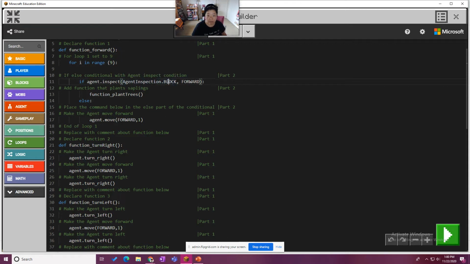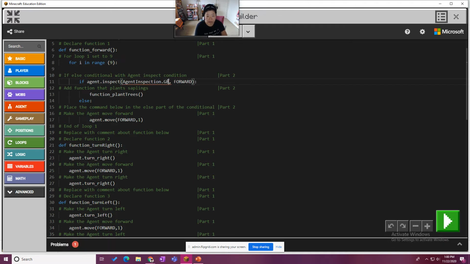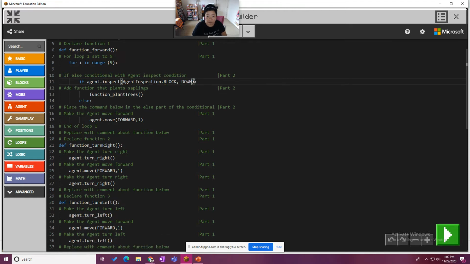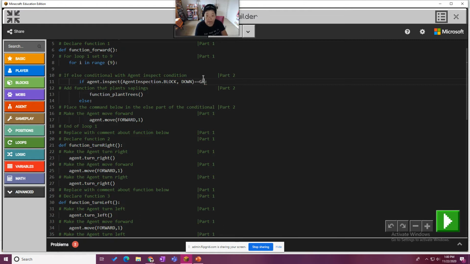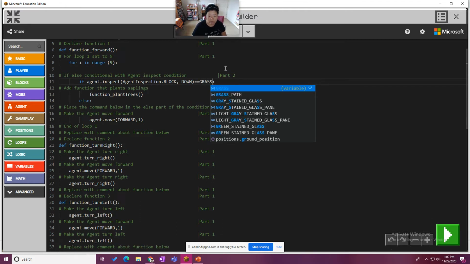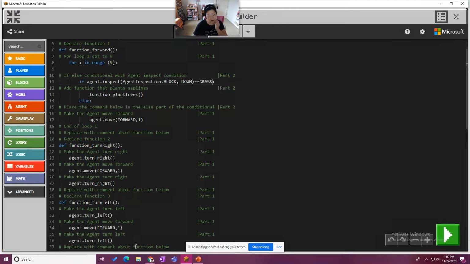Now, can I say block? This is what I want to say. Grass, all caps, grass down. Okay, so this is also wrong. So I'm going to go ahead and make this block again. So the syntax is incorrect. And this time I'm going to try the equals equals grass. And I have caps lock on. Grass. All right, no problems.